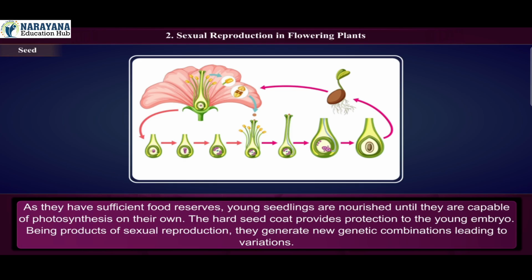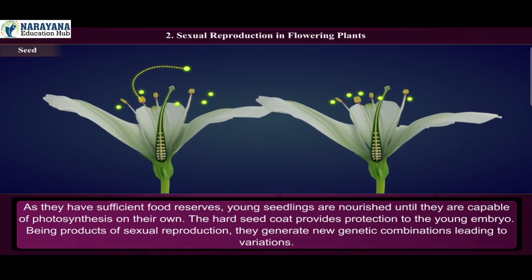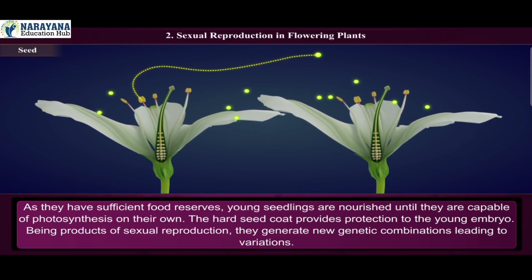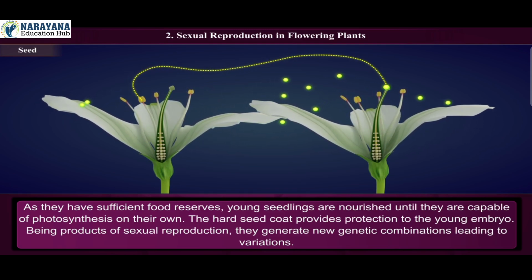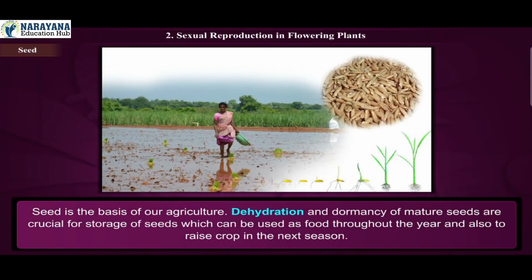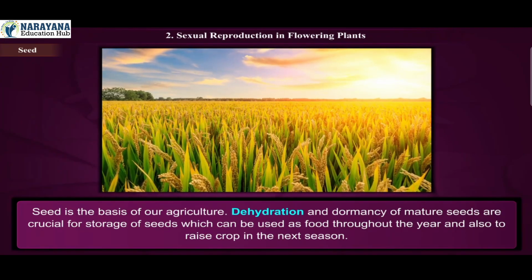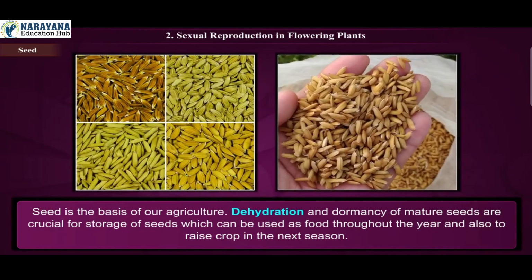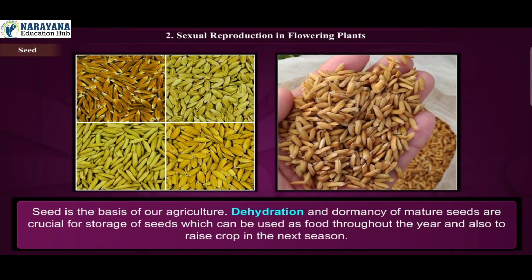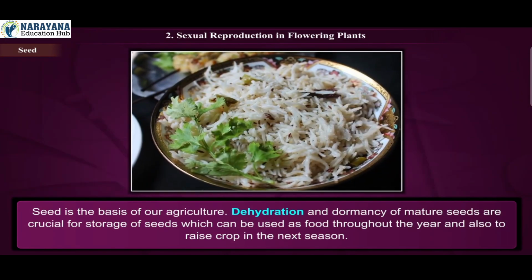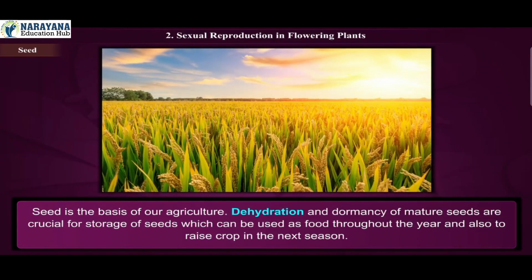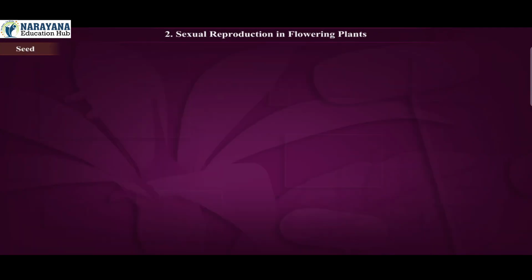The hard seed coat provides protection to the young embryo. Being products of sexual reproduction, they generate new genetic combinations leading to variations. Seed is the basis of our agriculture. Dehydration and dormancy of mature seeds are crucial for storage of seeds, which can be used as food throughout the year and also to raise crop in the next season.